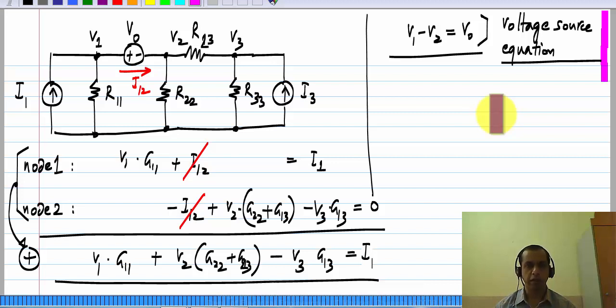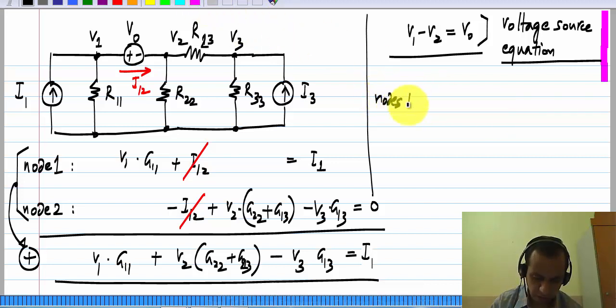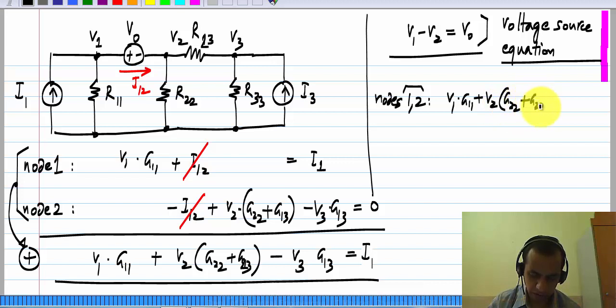Okay. So what are my three equations now? I have a combined equation for nodes 1 and 2. Which are those nodes? Those are the nodes between which the voltage source is connected. So I have V1 times G11 plus V2 times G22 plus G23 minus V3 times G13 equals I1.